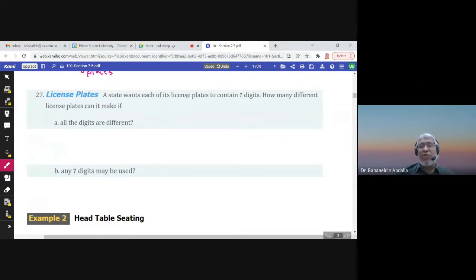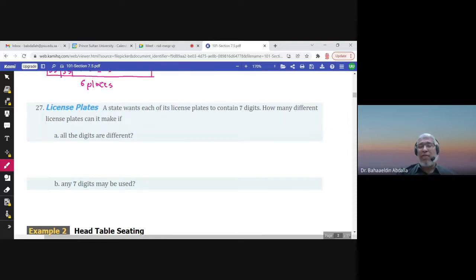A state wants each of its license plates to contain 7 digits. How many different license plates can it make? Okay, now the license plates contain 7 digits. So 7 digits, 1, 2, 3, and so on, 7 digits. What is the question? How many different license plates can it make if all the digits are different? Okay, digits means numbers. Each of its license plates contains 7 digits.